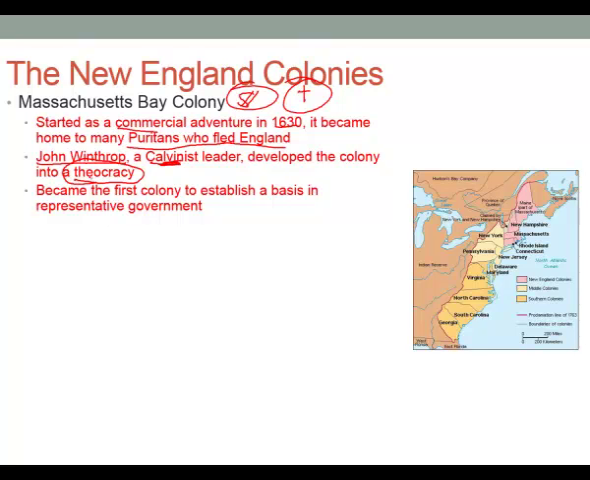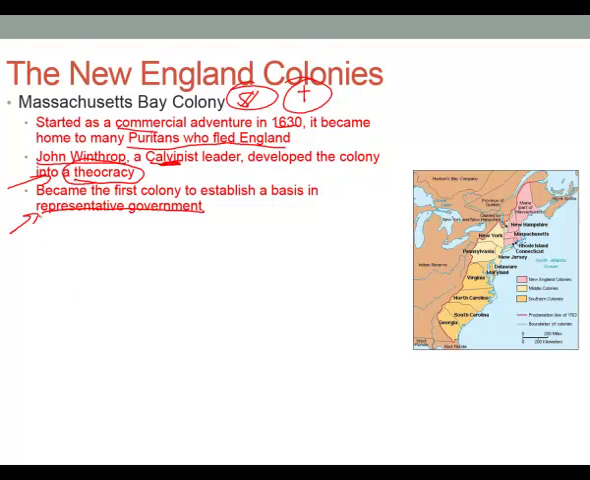Are theocracies still in existence to this day? Yes. Yes, primarily where are they located, though? Islamic countries. Islamic countries in the Middle East, absolutely. Northern Africa, excellent. Okay, it became the first colony to establish a basis of representative government. So we have a theocratic government based on Puritanism, Calvinism, that has a representative government.